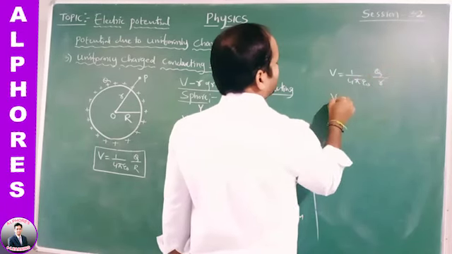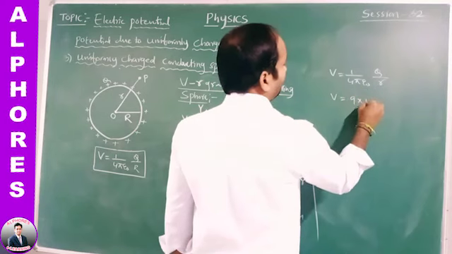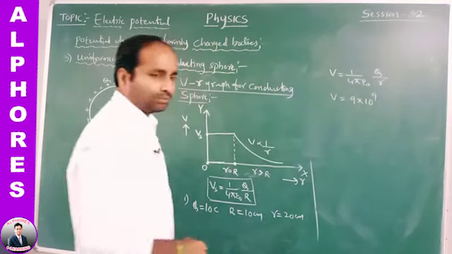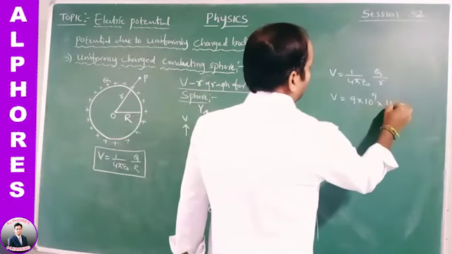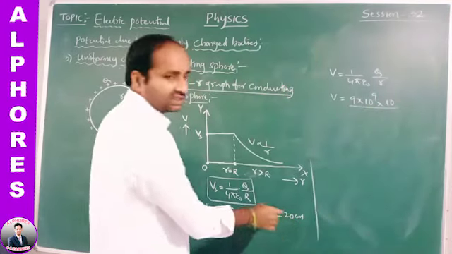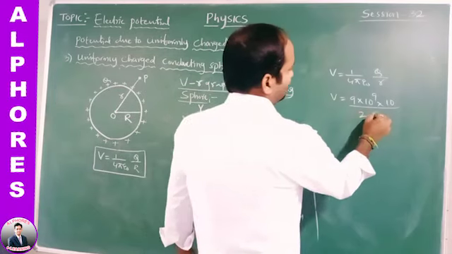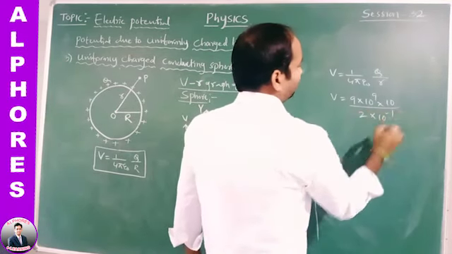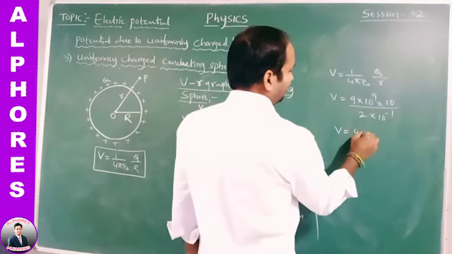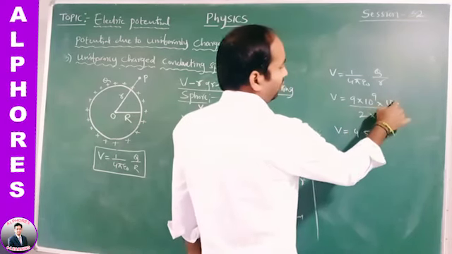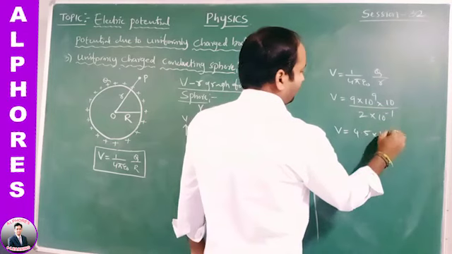We know that its value is 9 into 10 power 9. Capital Q is given as 10 coulombs, and the r value is 20 centimeters. Convert into meters, that is 2 into 10 power minus 1. 9 by 2 is 4.5, into 10 power 10 plus 1, so 4.5 into 10 to the power of 11 volts.